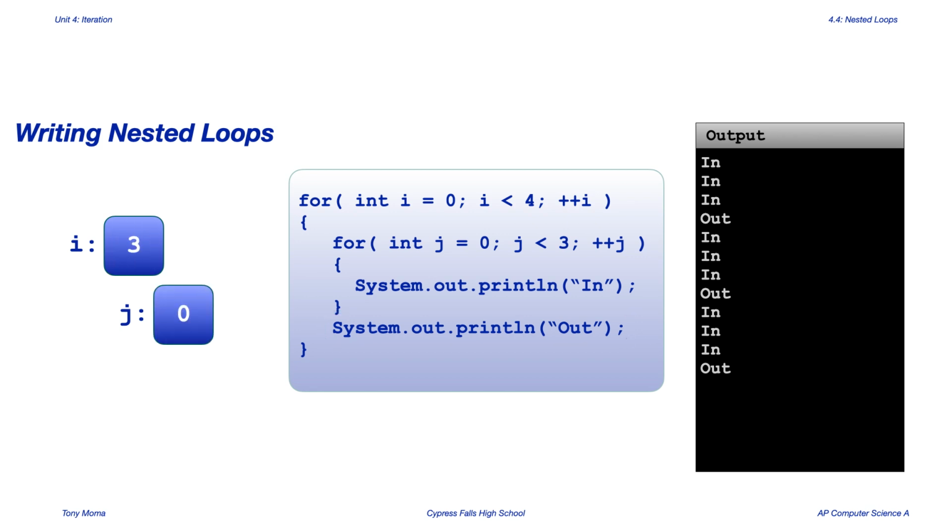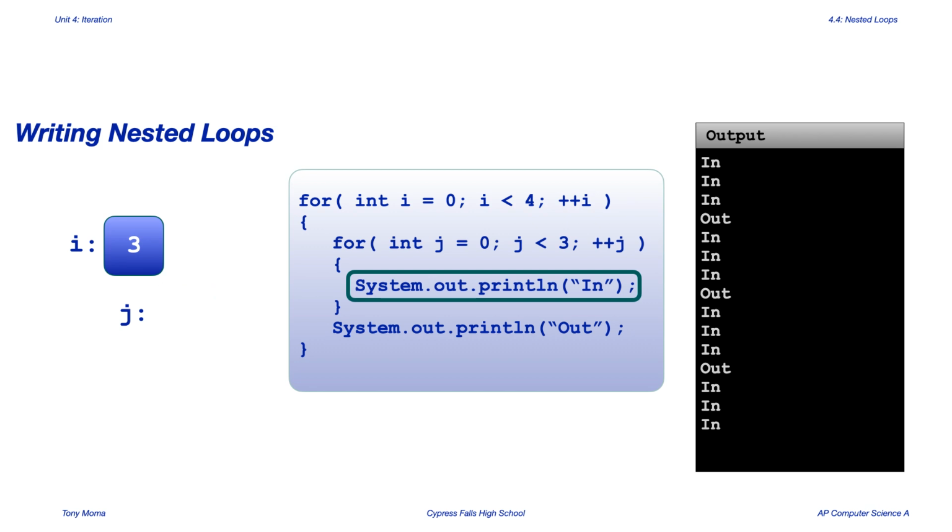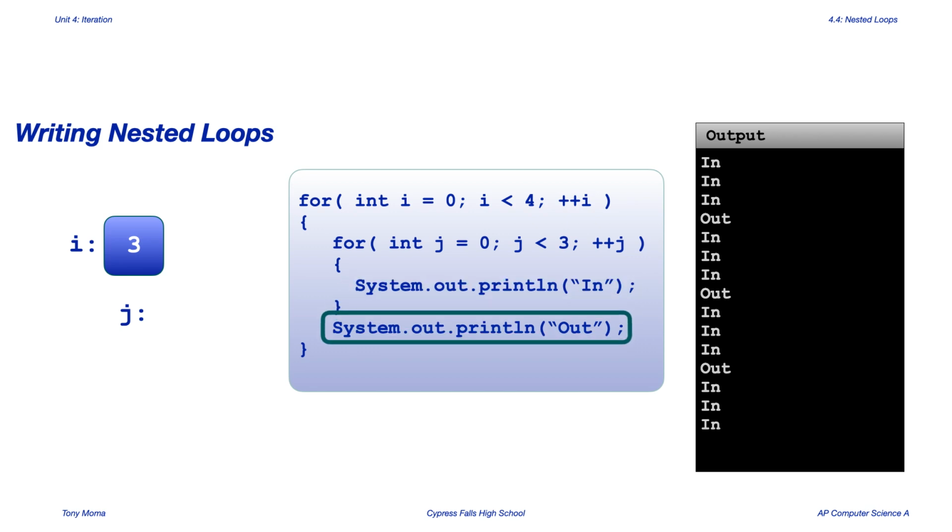Now i is 3, j reset to 0. Inside the inner for loop, print "in". j becomes 1. Print "in" again. j becomes 2. Print "in" a third time. And that completes the inner for loop. Come outside. We print the word "out". And that completes the final iteration of the outer for loop.